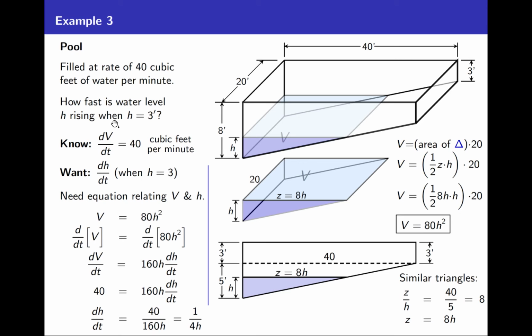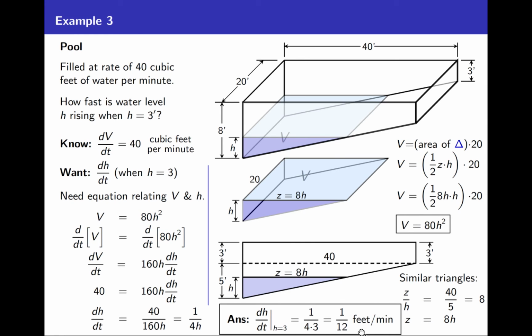Now we're looking for dh/dt at the precise instant that h is 3 feet. So all we have to do to find our answer is to plug in h equals 3 to this expression for dh/dt. And we get 1 over 4 times 3, or 1/12 feet per minute. And that answers our question. At the precise instant that the depth of this pool is 3 feet on the deep end, that depth is changing, increasing at a rate of 1/12 feet per minute.